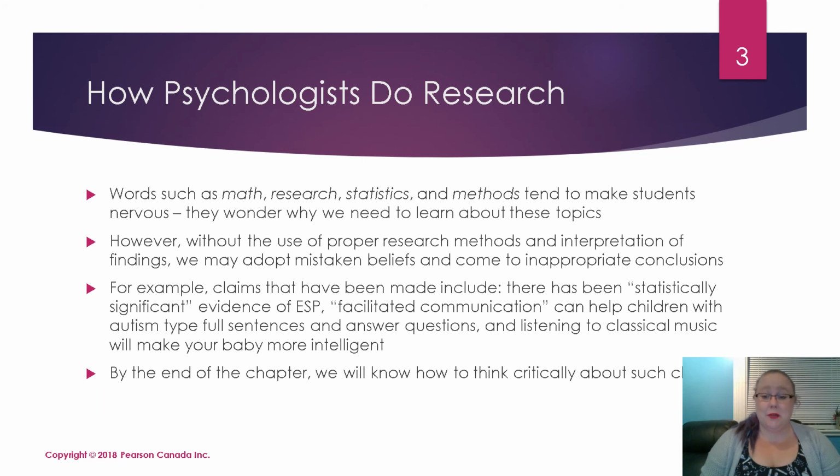So we already talked a bit about pseudoscience in the first chapter. That's one of the major reasons why we really have to be careful about the type of research that we're doing and the type of research evidence that we're accepting. For example, you may have heard claims such as these before. A lot of people like to think that there's been statistically significant evidence of ESP, or extrasensory perception.